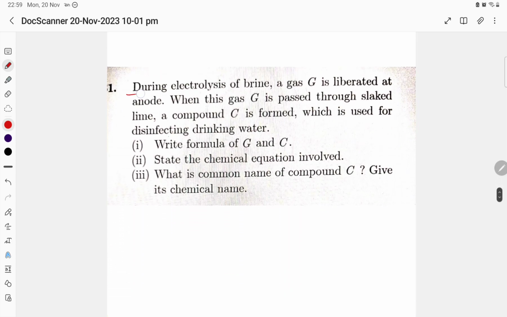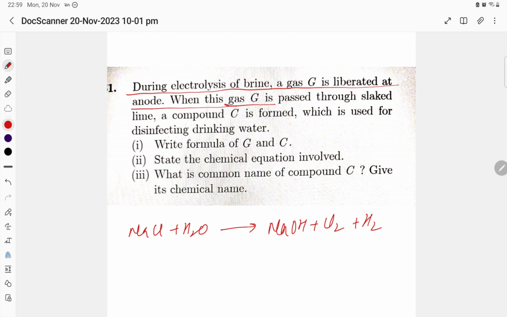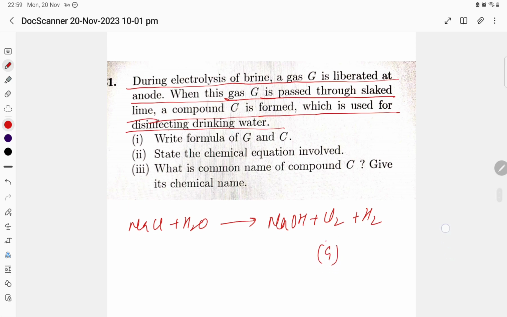Next one. During electrolysis of brine, so NaCl and H2O is there. You are doing the electrolysis. So NaOH will form plus Cl2 plus H2. At the anode, this gas is passed through slaked lime. Compound C is formed, which is used for disinfecting drinking water. So during electrolysis of brine, a gas G, meaning Cl2, is there.